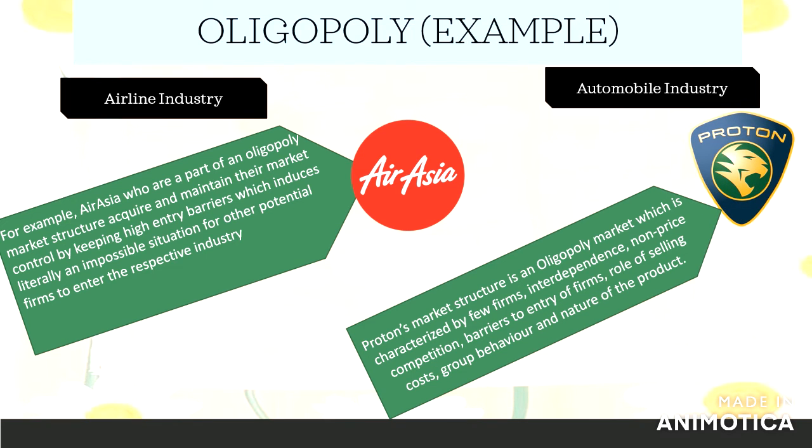For example, Proton. Proton's market structure is an oligopoly market, which is characterized by few firms, interdependence, non-price competition, barriers to entry of firms, role of selling costs, group behavior, and nature of the product.